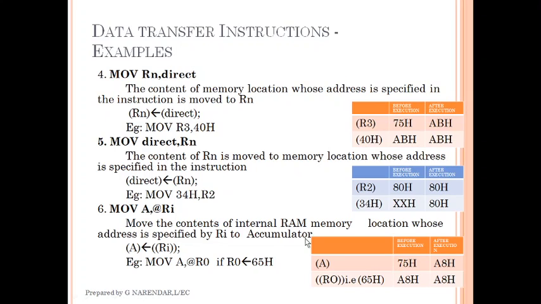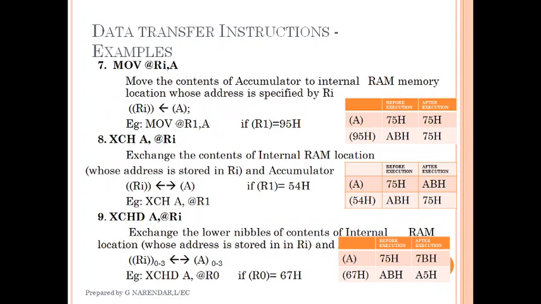So this is the register indirect addressing mode, where we are specifying the data by specifying its address in one of the registers, R0 or R1. Next we will move on to the next instruction.